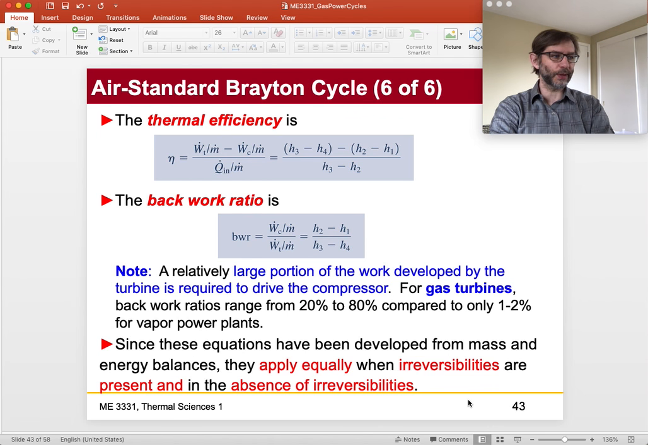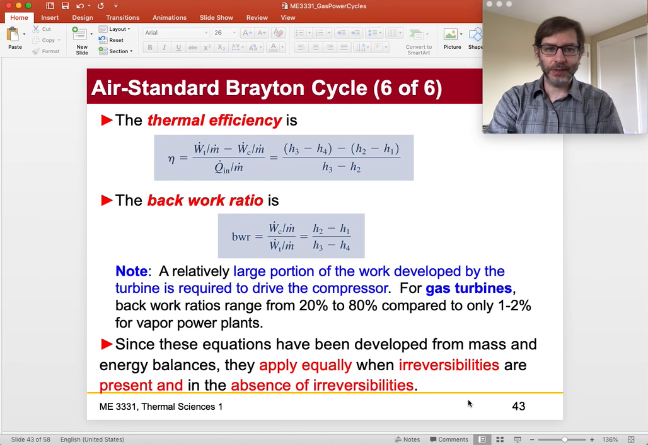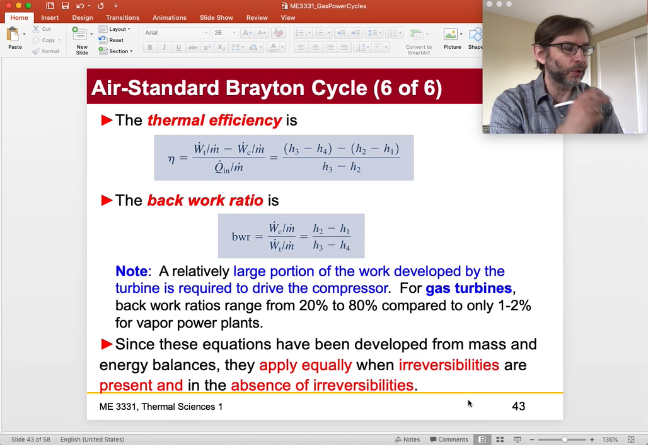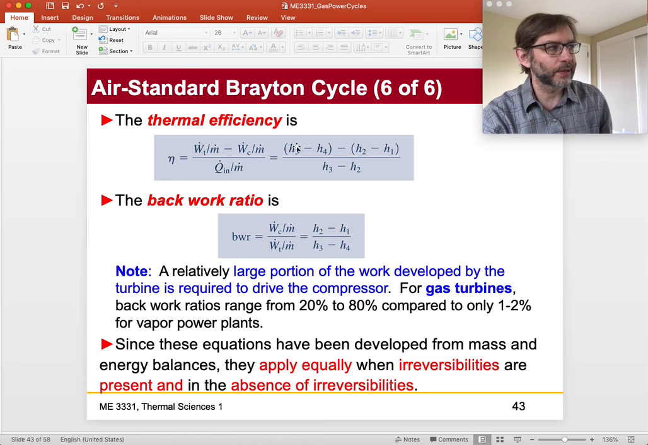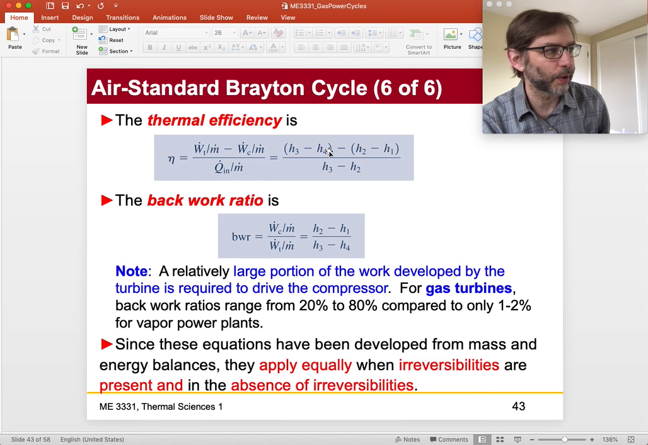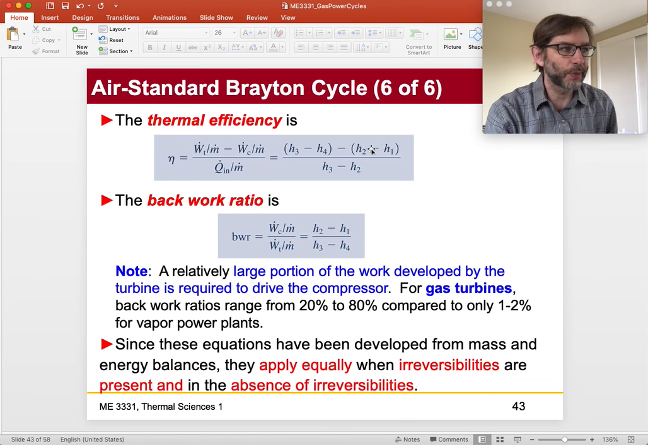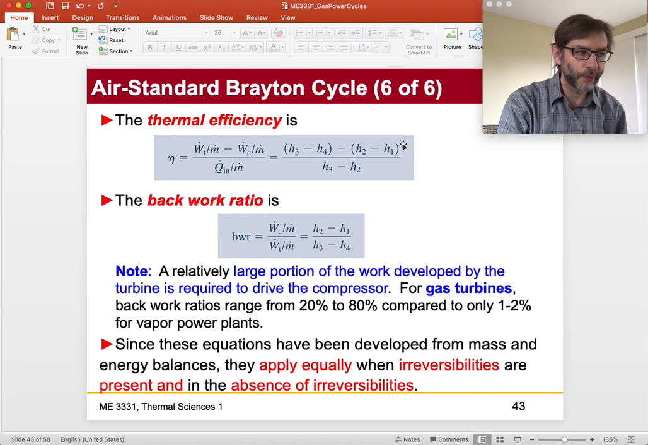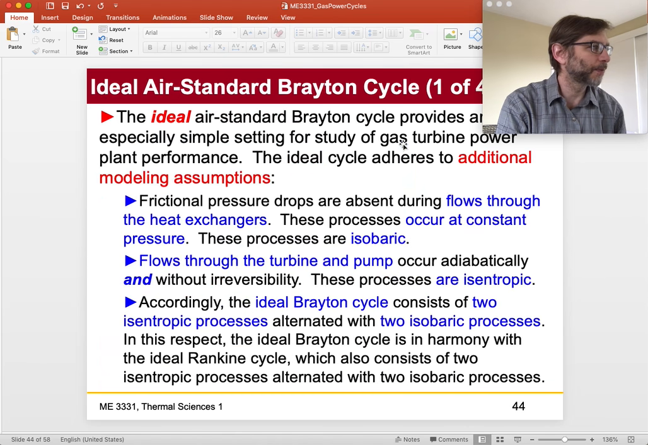Okay, so since these equations have been developed from mass and energy balances, they apply equally when irreversibilities are present. So these are just based on the standard thing here. Of course this only applies when you have an adiabatic system, right? Because you can't just assume that the turbine work is equal to H3 minus H4 if the turbine is not adiabatic, because there could be a Q term in here. But in the case of an adiabatic system, it's fine. And if it's irreversible, you still have the same. You just have to know what the actual H's are to calculate it.